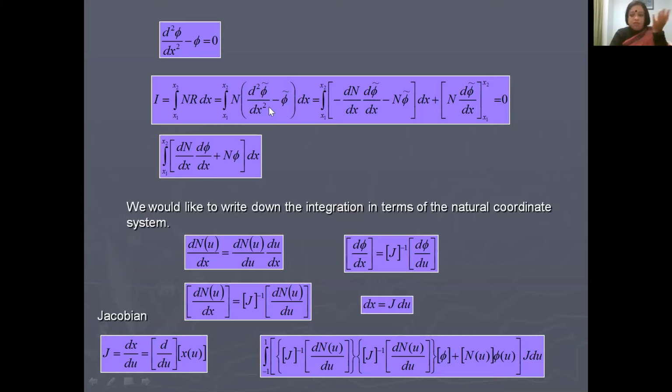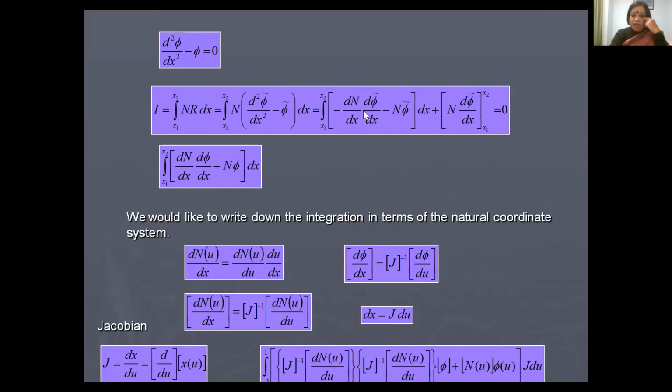So I'm not going to keep on trying to differentiate. So n d2 phi dx square minus phi dx, this is what I need to evaluate. Remember, I have to use the weak formulation, and therefore this becomes minus dn dx d phi dx minus n phi dx. This remains within the integral, and I need to evaluate n d phi dx between x1 and x2. This is by the separation of variables, which we always use in order to convert a strong formulation into a weak formulation, so that I only have to work with d phi dx. I do not have to work with d square phi dx square.